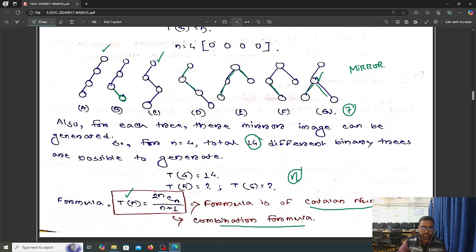Now let us check. What about 3? If n equals 3, how many trees can be generated? 2 into 3, C3 by 3 plus 1. It will give the answer 5. Similarly for 4, it will give 14. In a similar way, if we have 5 unlabeled nodes or 6 unlabeled nodes, we can find out using this formula how many binary trees can be generated.